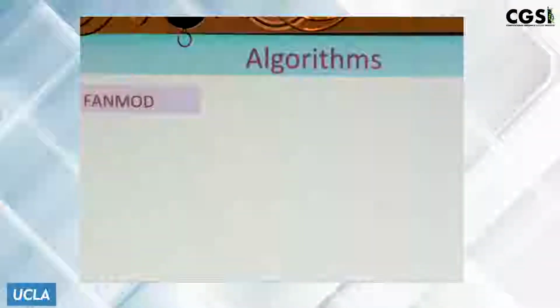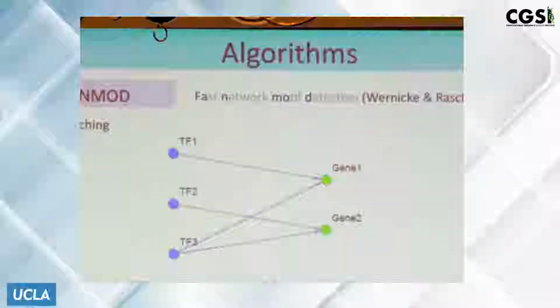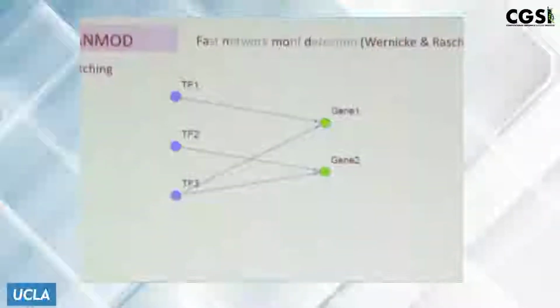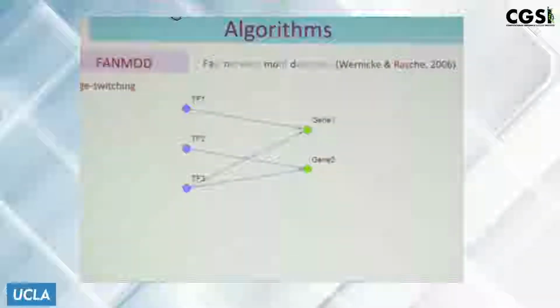One of the more classic ones is this thing called FANMOD, Fast Network Motif Detection. And what it is based on is this concept of edge switching. So with edge switching, here I have that same network. And I can take a couple of the edges, like this edge right here, that edge right there, and I can decide to switch their endpoints. And if I switch their endpoints, now the network looks like this. And you can switch back, or you can switch 2 other ones, etc.